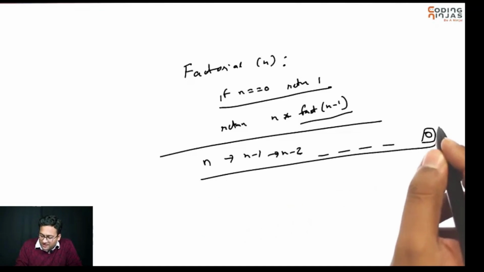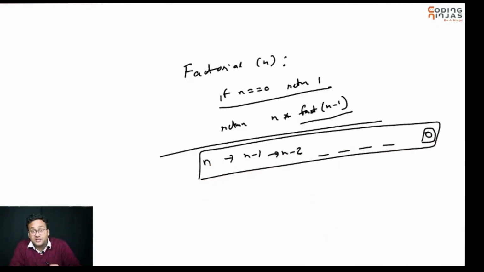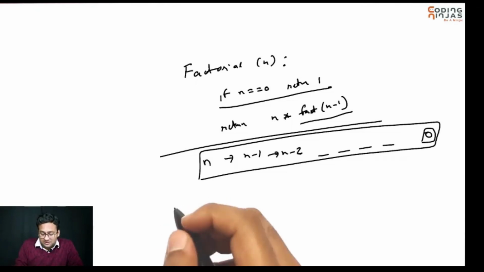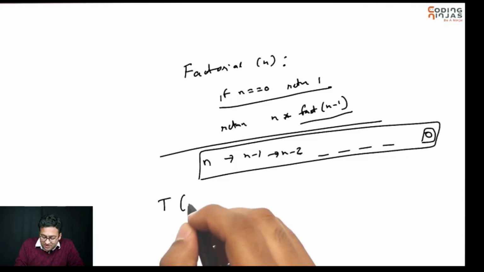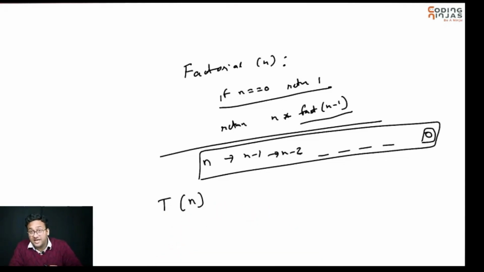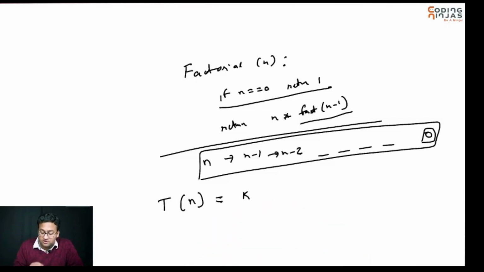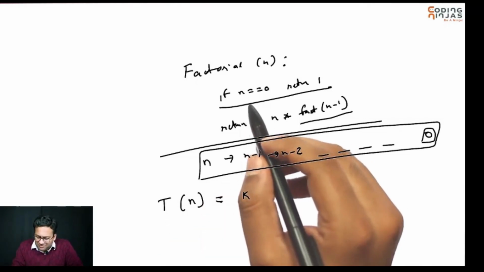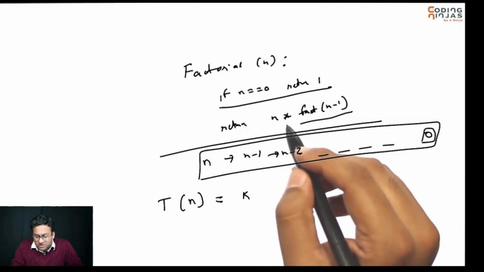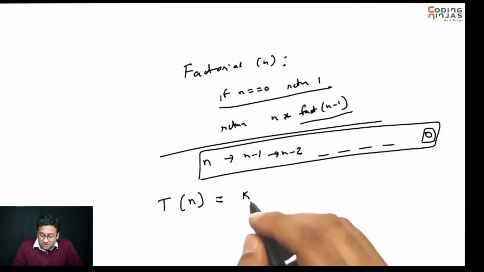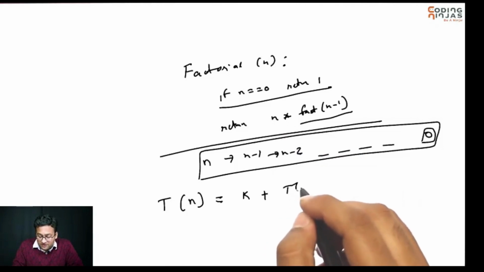Now how do I find time complexity for problems like these? In case of recursion, it will actually make sense to write a recurrence relation. What does that mean? That basically means the time taken by this algorithm for input size n will be equal to some constant work. What is this constant work? I am checking something, then I am doing this multiplication as well. Some constant work plus T of n minus 1.